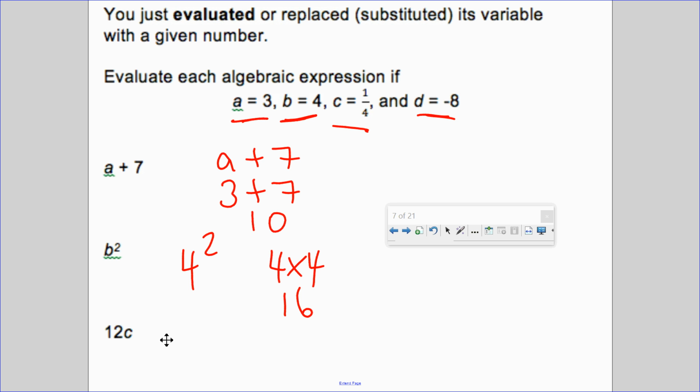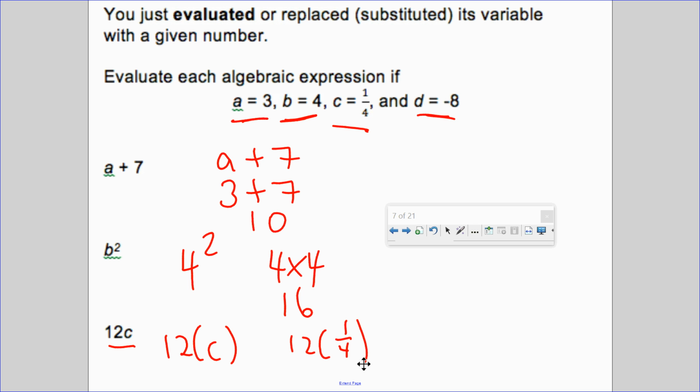And 12 groups of C. This means multiplication. It's 12 times C, and 12 times 1/4. Ooh. Do we still remember how to multiply fractions? If not, please go back to my previous videos.